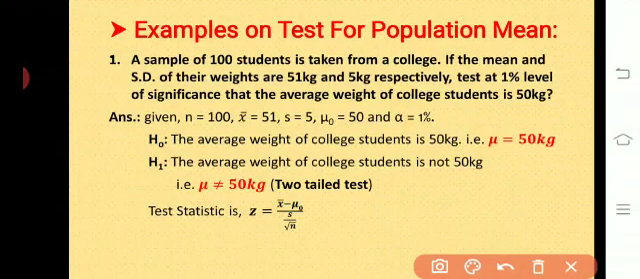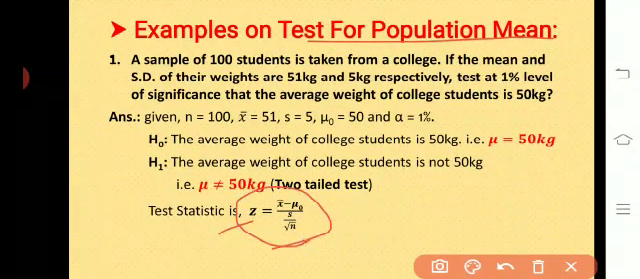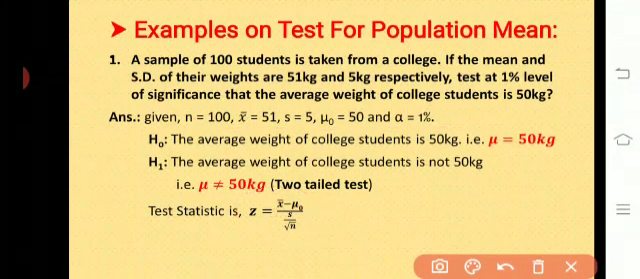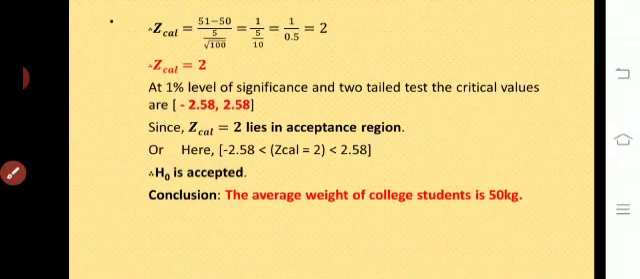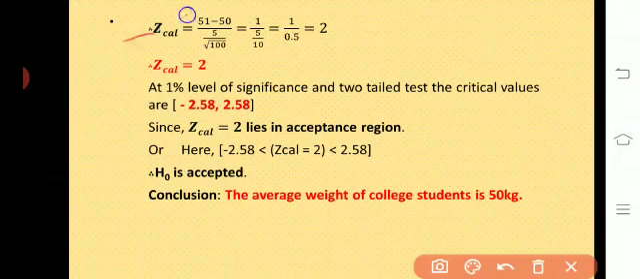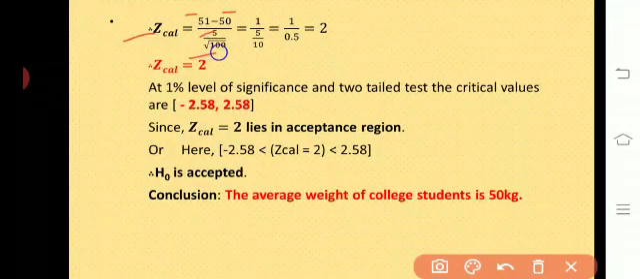Now in the previous class we studied the test statistic for test for population mean, that is z equal to x bar minus mu naught divided by s upon square root of n. So this is the test statistic. Now whatever the given values are there, we will put in this test statistic, and we will find the calculated value of z. That is, z calculated equal to x bar, which is 51, minus mu naught, which is 50, divided by s, which is 5, upon root n, that is root 100.